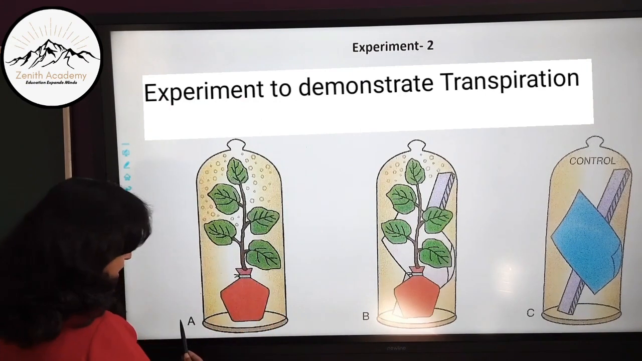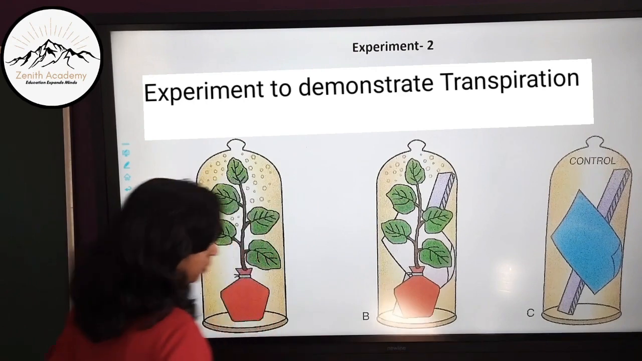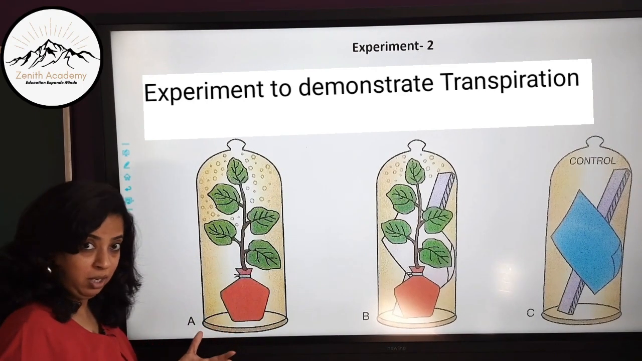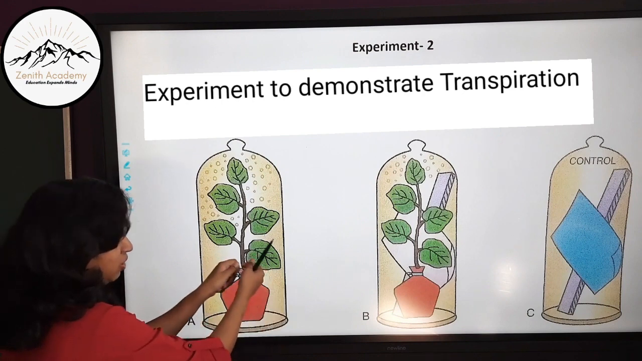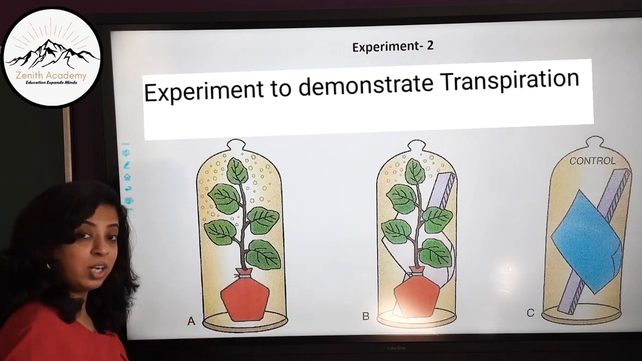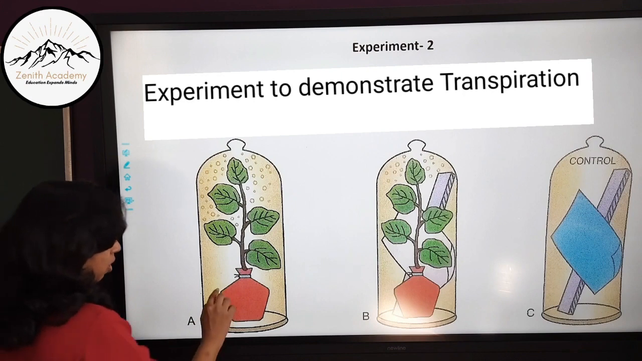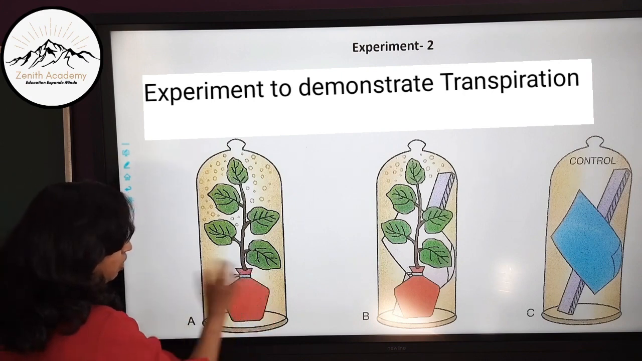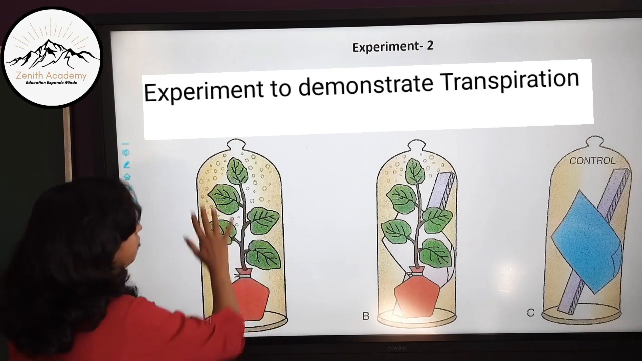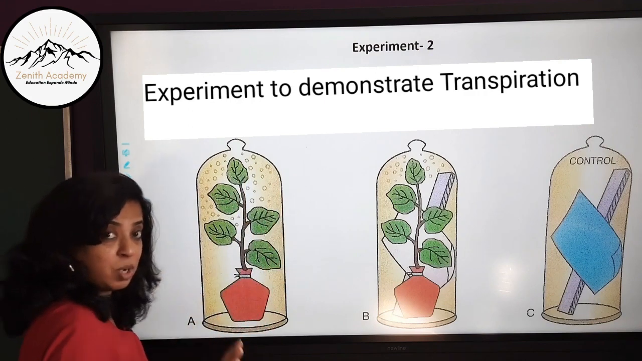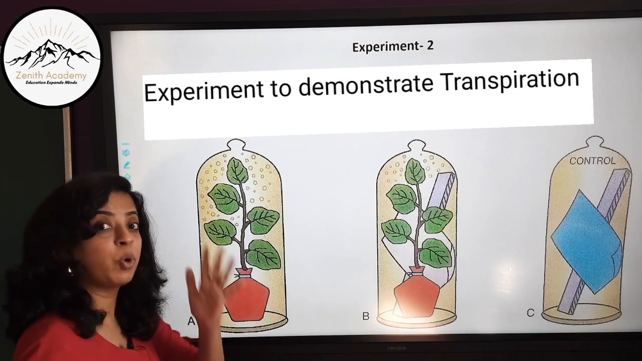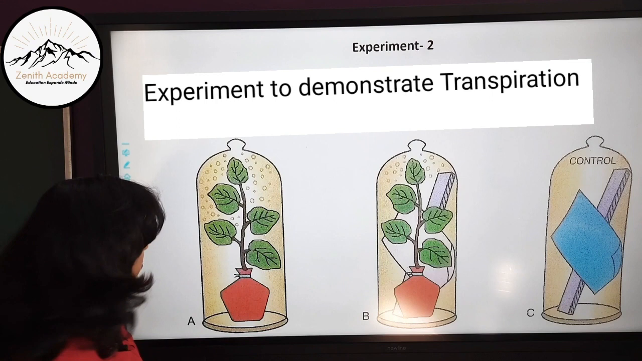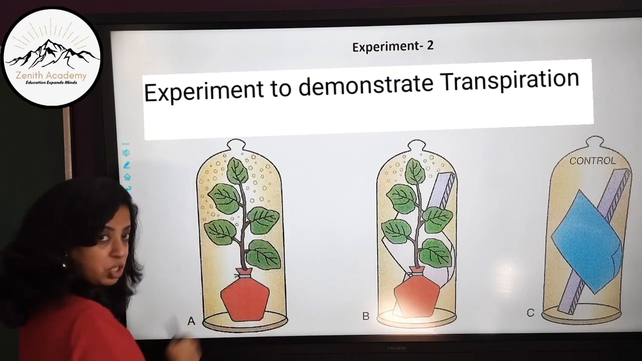Now here you can see arrangement A, B and C. In arrangement A, we have taken a medium sized, well watered potted plant, and we have covered it with polythene and tied it so that there is no loss of water from the surface of the soil. So we have covered the pot very well. We will choose a plant that has broad leaves, because broad leaves will ensure that transpiration is maximum, and then we cover it with a bell jar.